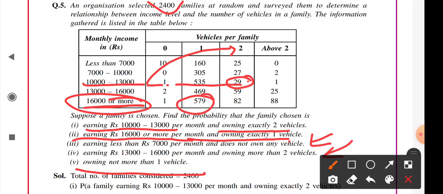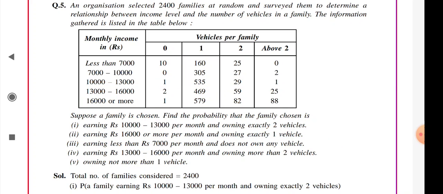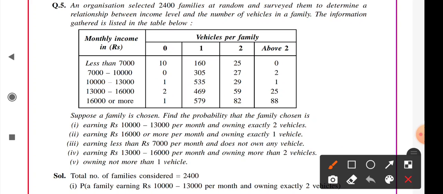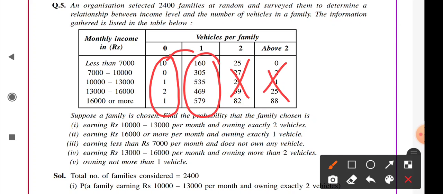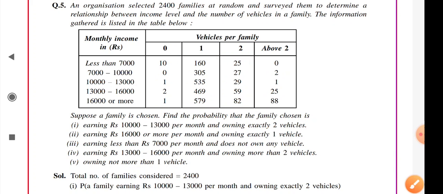But if you see the last part, the fifth part, owning not more than 1 vehicle. Not more than 1 vehicle means you have to take all these. But you cannot take this one and this one, because in the answer we need not more than 1 vehicle. So we have to add all these numbers and then divide by 2,400, and we will get the answer.